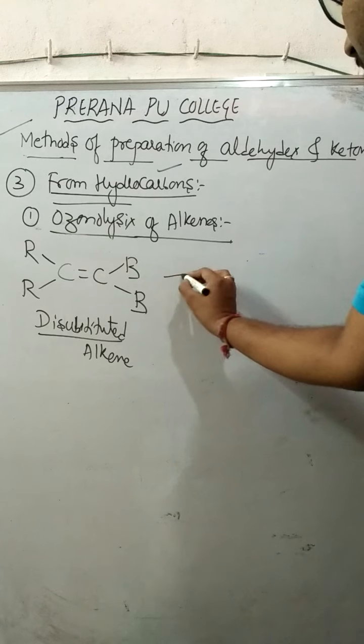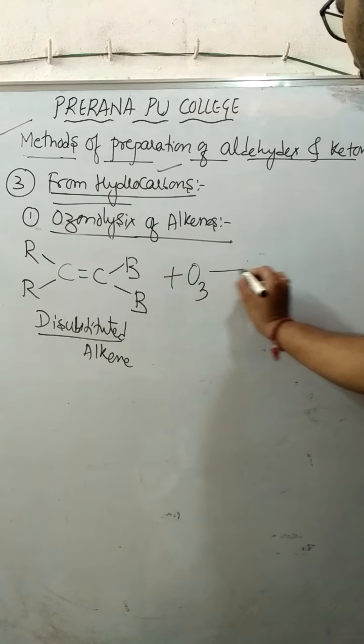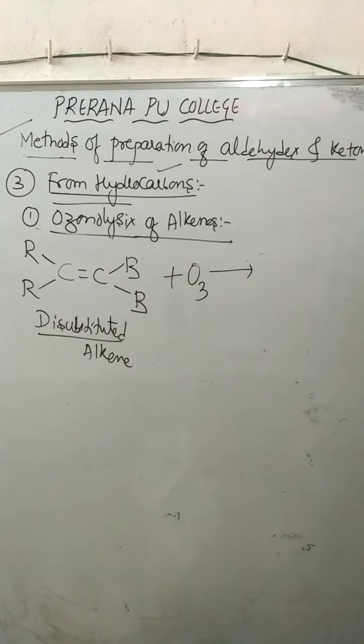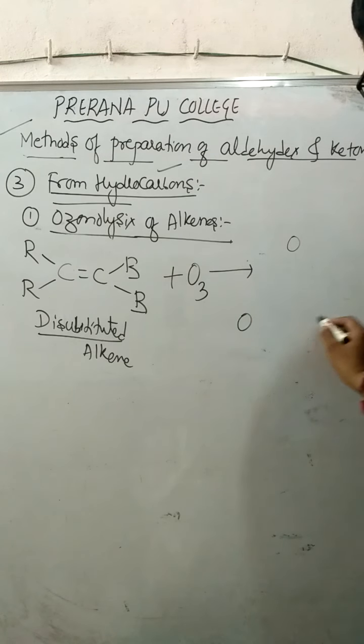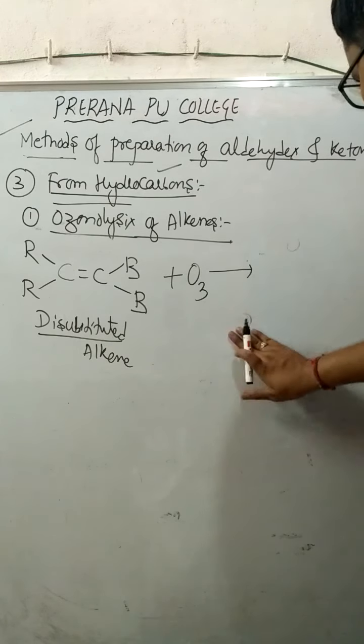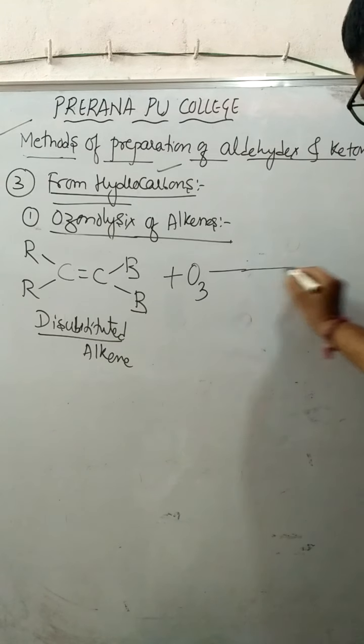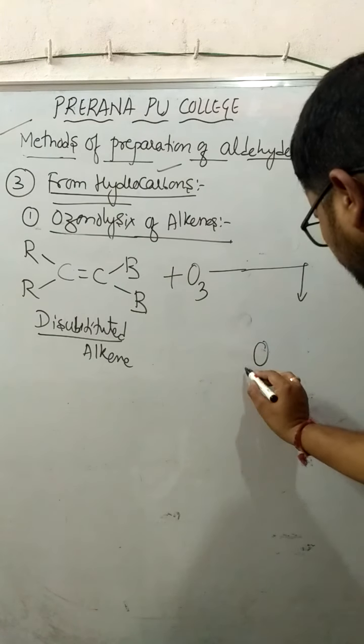So when this di-substituted alkene is made to react with ozone, again we are going to get what? Ozonoid. So while writing the ozonoid, you should know that the oxygen atoms will be present at the terminal ends.